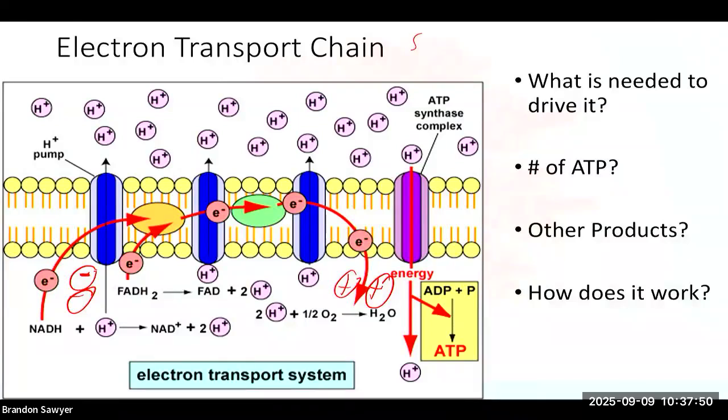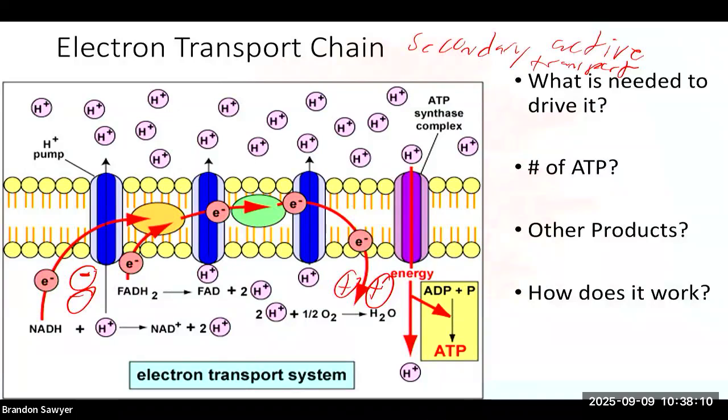That's it, right? So this is secondary active transport. It wouldn't make any sense to use primary active transport to do this whole thing, because the whole point is to make ATP, right? Not use it. So we've got secondary active transport at play here.